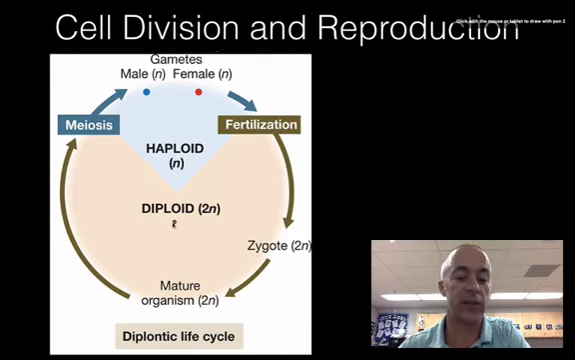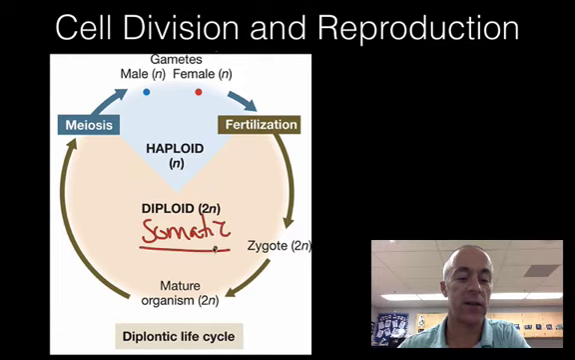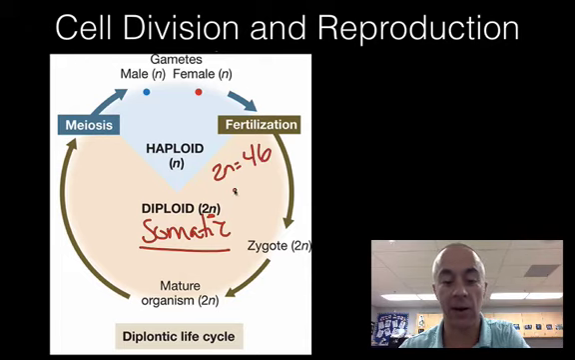And so this shows a diplontic life cycle, which means most of our life cycle is spent in this diploid zone. So diploid cells are also referred to as somatic cells. These are all the cells that make up our body. And we have 2 copies of every chromosome. So in humans, our diploid number is 46, which means we have 23 pairs of chromosomes.